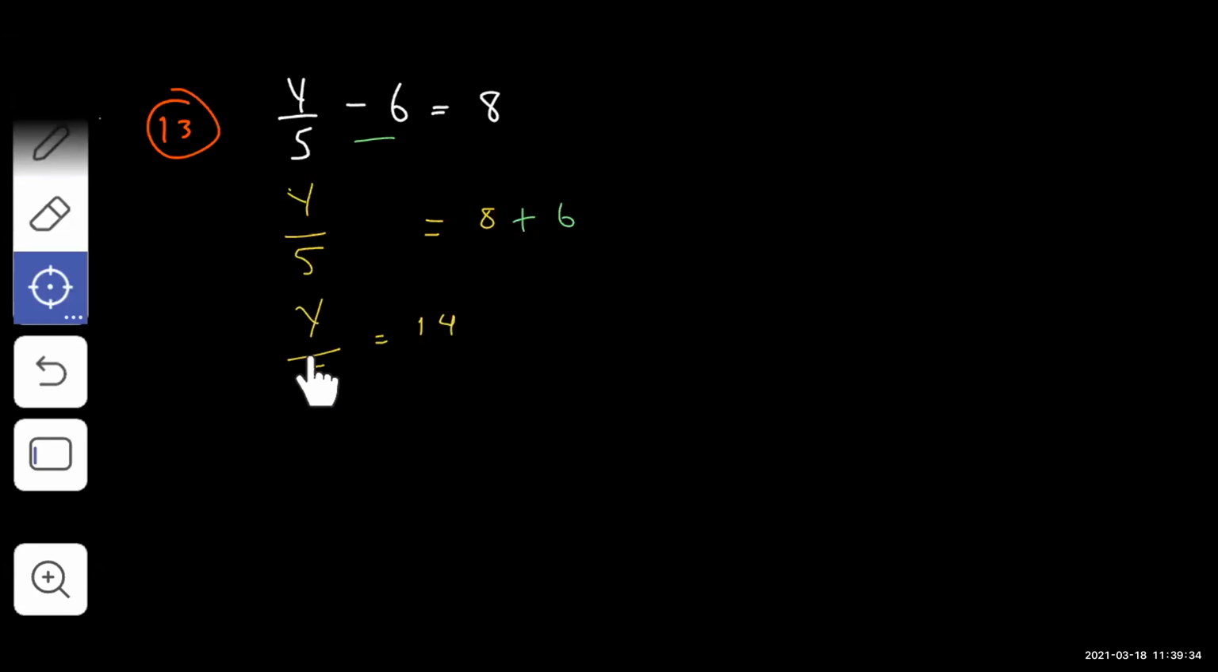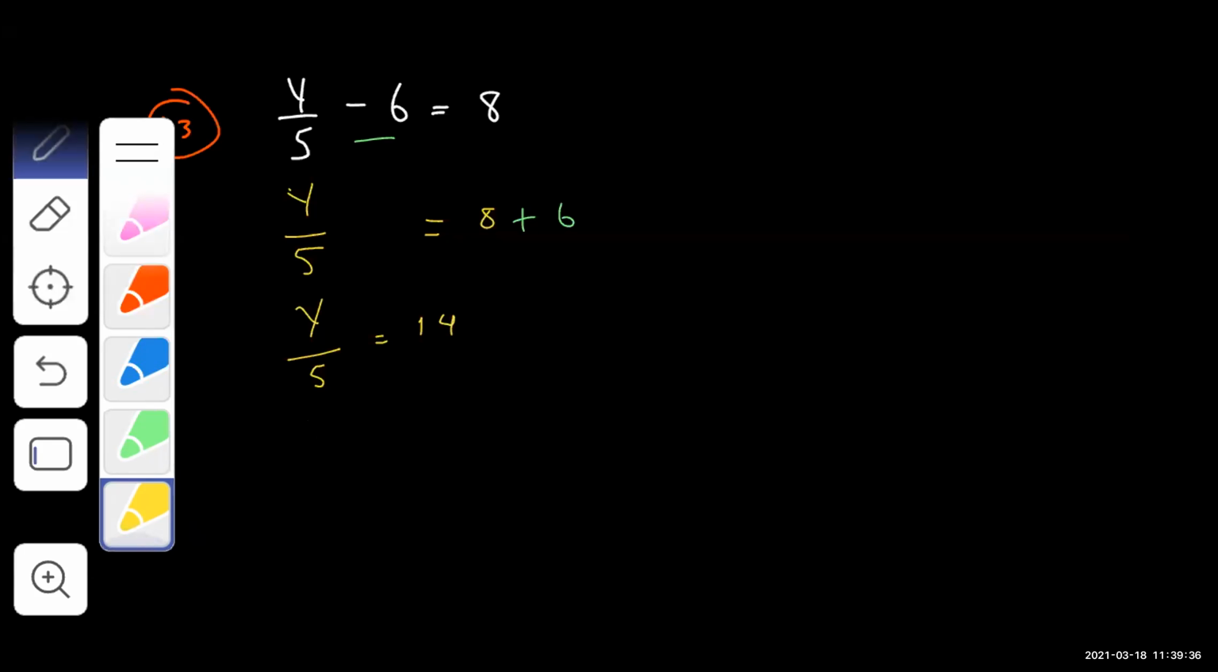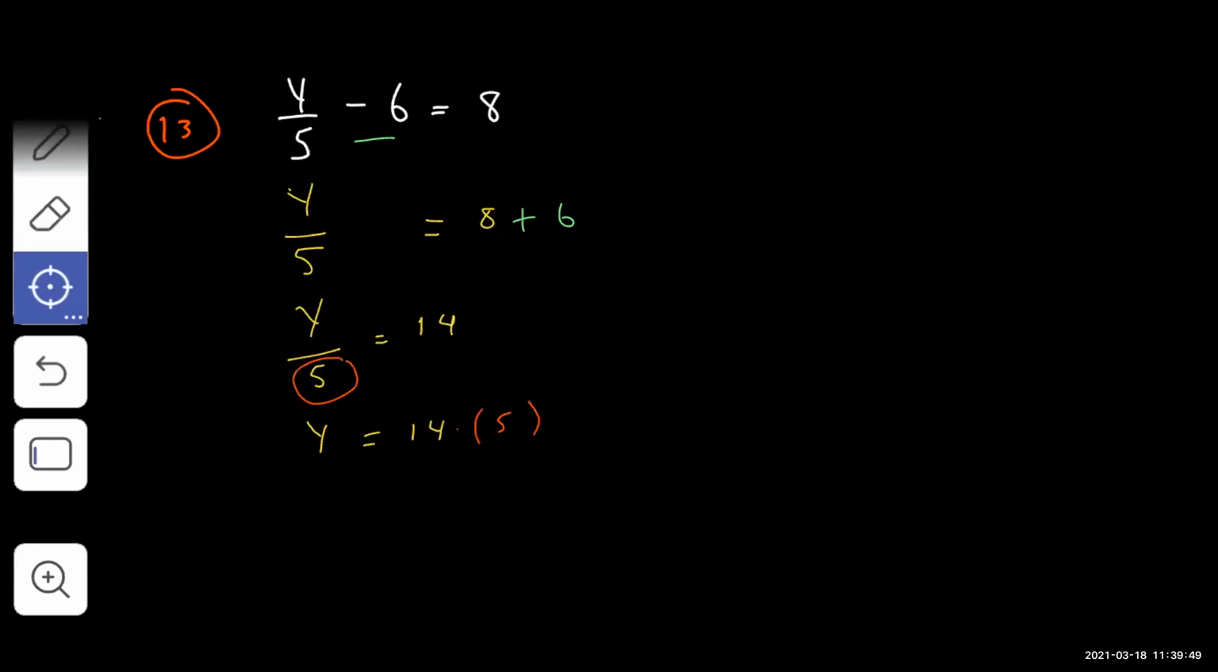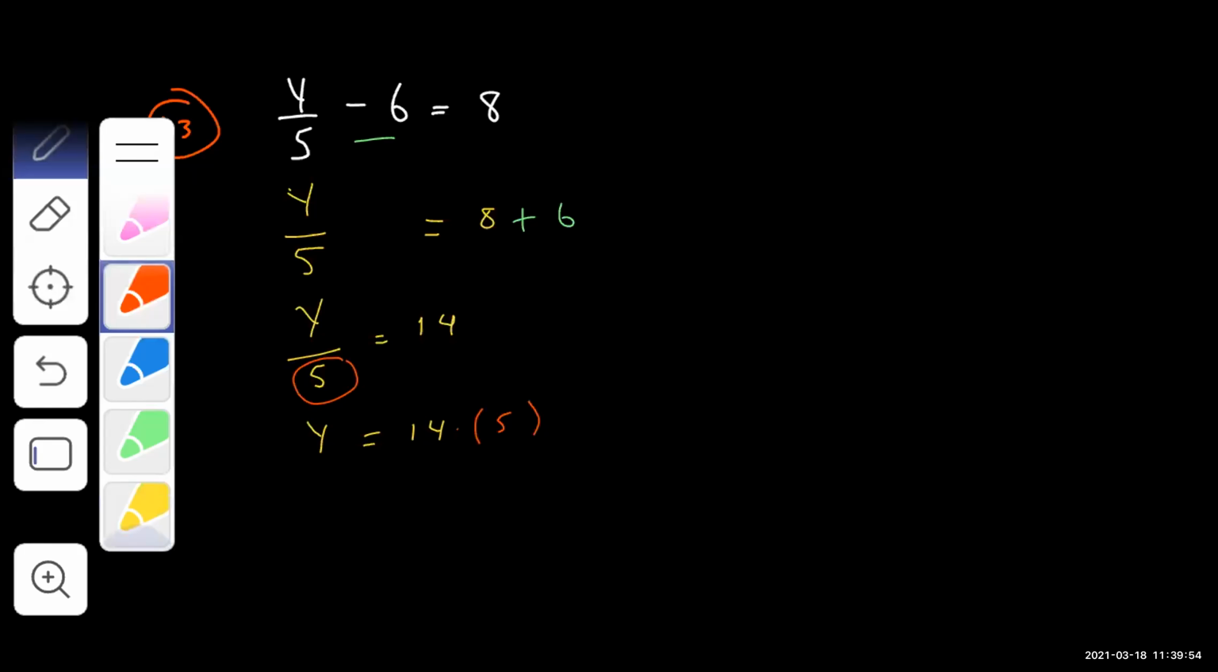But y is not alone yet. Take a look, y has a number in the denominator, which is 5. That 5, guys, is annoying. This 5 is dividing, so on the other side it's going to be multiplying. You don't need to change the sign in this case. Just multiply by 5 on each side of your equation. 14 multiplied by 5 equals 70. This is the answer, 70.